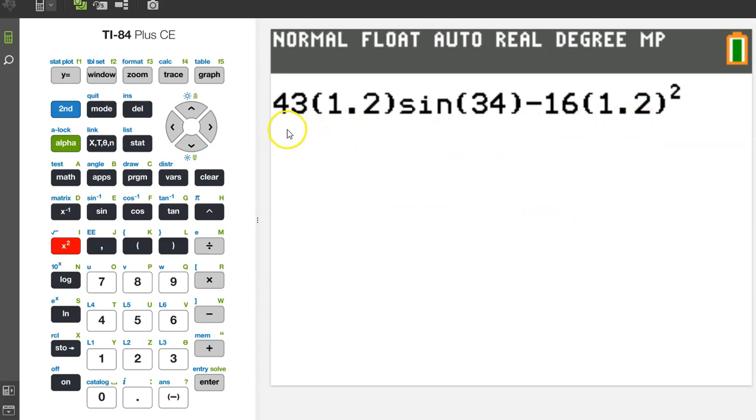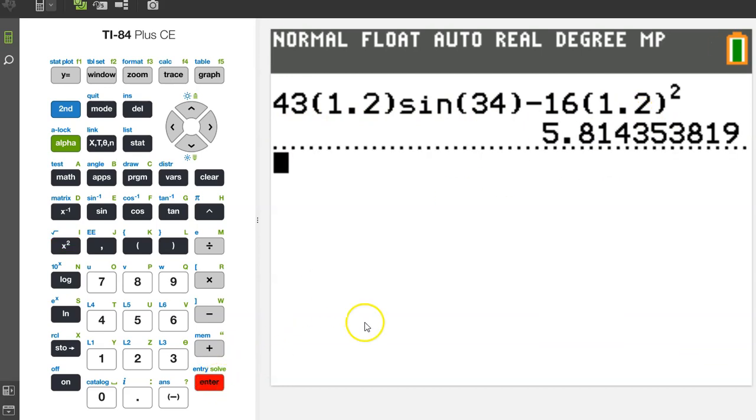Alternatively, you could go to a blank screen on your calculator and type in this whole expression and hit enter. You're going to get the exact same answer.